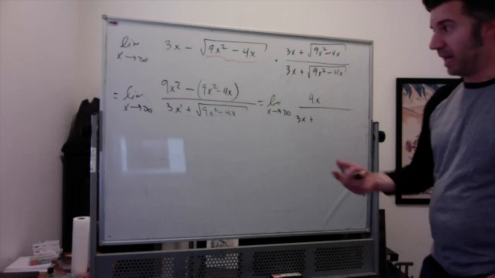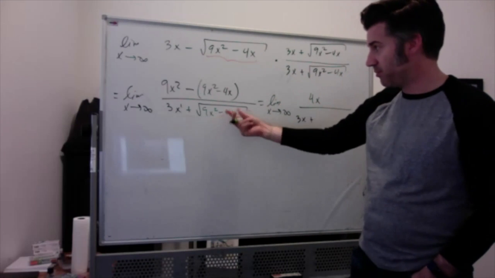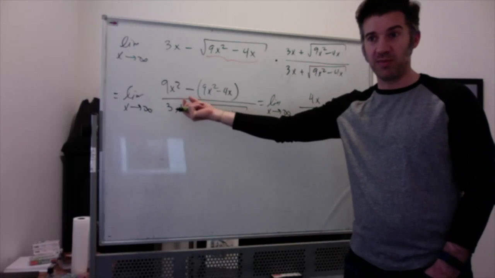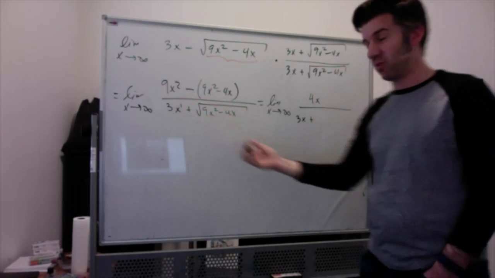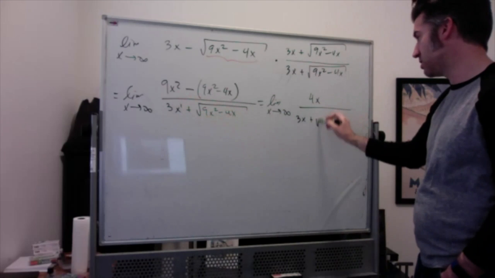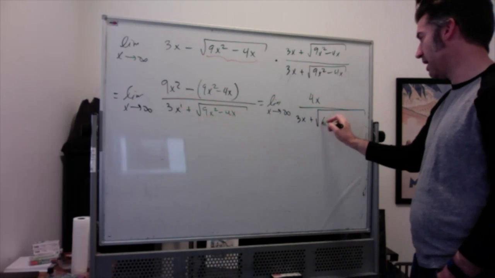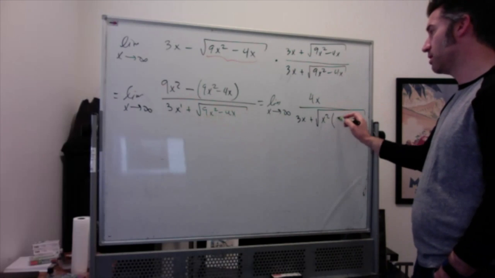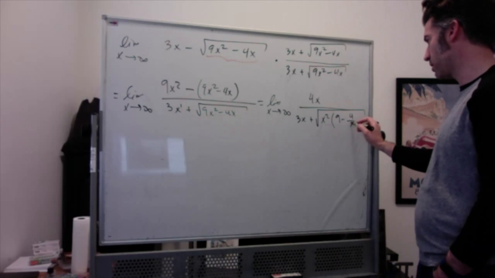The way to deal with that is to factor out an x from the square root, which means I have to pull out an x squared inside the square root. So I'm going to rewrite the insides of the square root as x squared times 9 minus 4 over x.